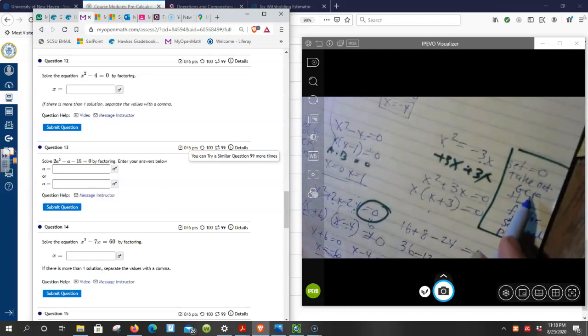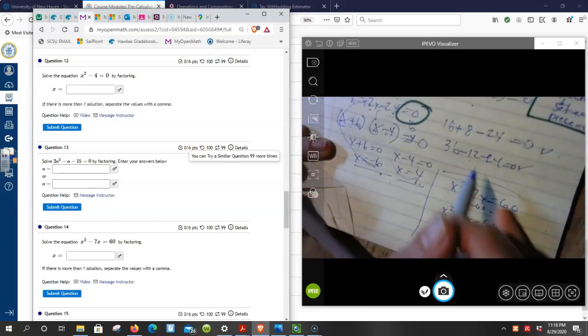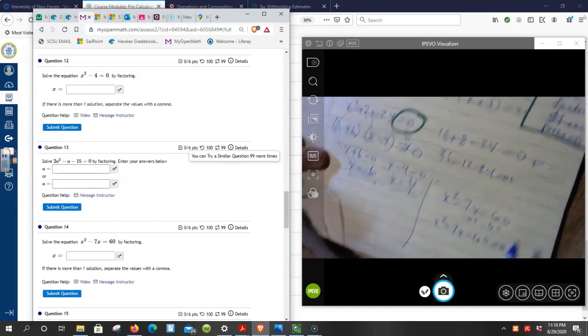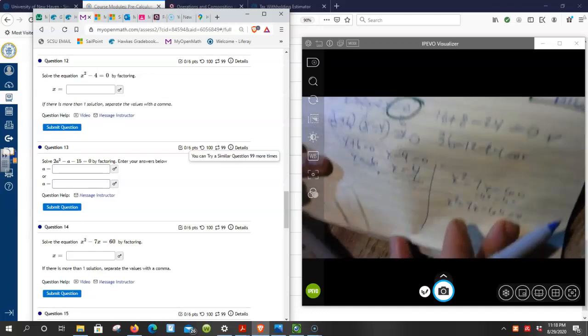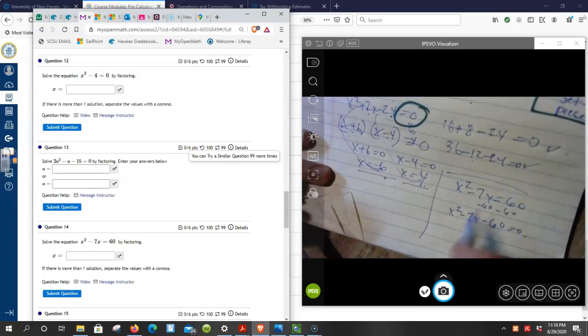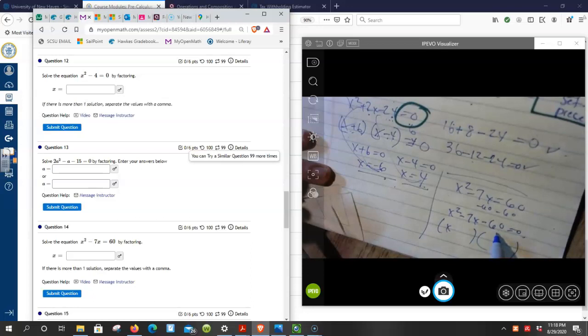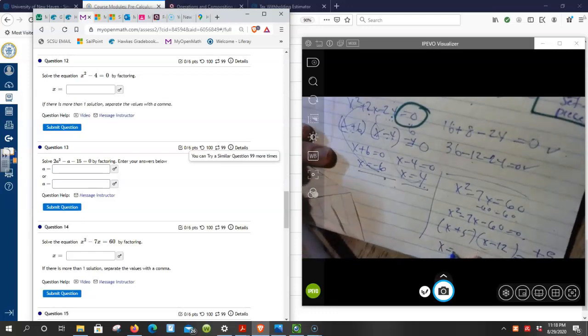Now we try to take out a GCF. There is no GCF to take out, because it has to be able to come out of everything. Next thing, try to factor. So try to find two numbers that multiply to negative 60 and add to negative 7. So it has to be a positive and a negative, and they have to be 7 away from each other. It looks like positive 5 and negative 12. So I'm going to go x plus 5 times x minus 12, and that equals 0 because we subtracted 60 from both sides. So we get x equals negative 5 and x equals positive 12.